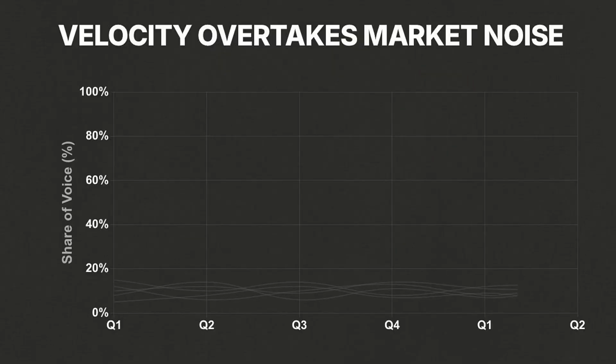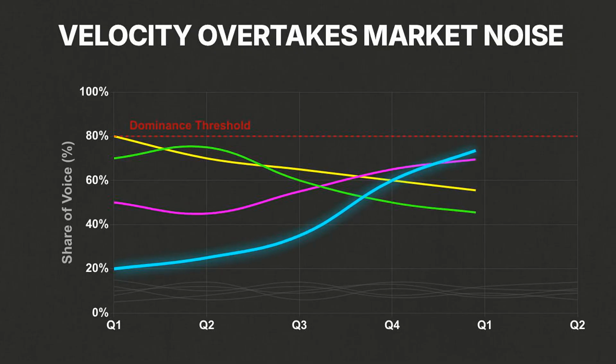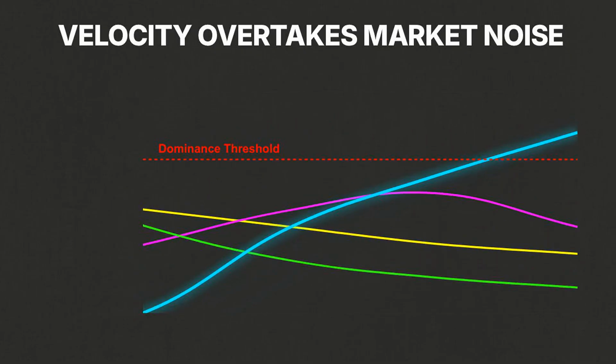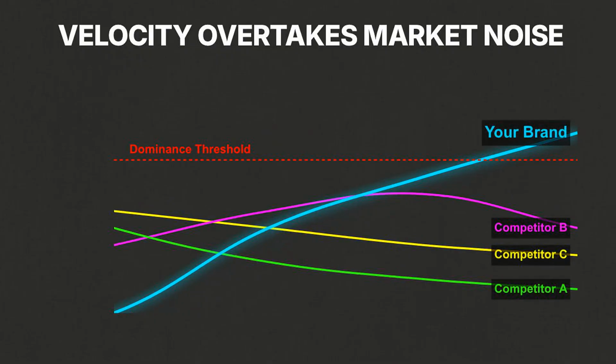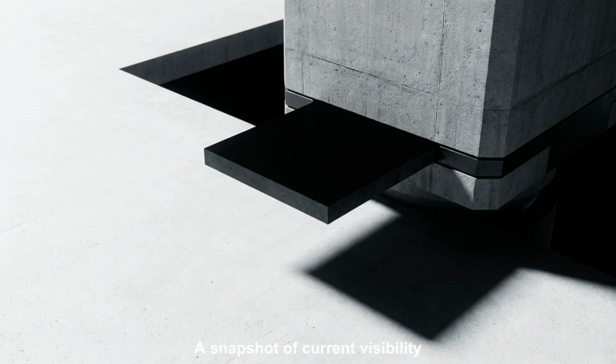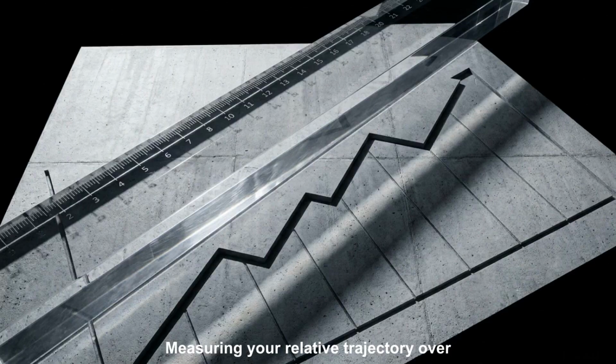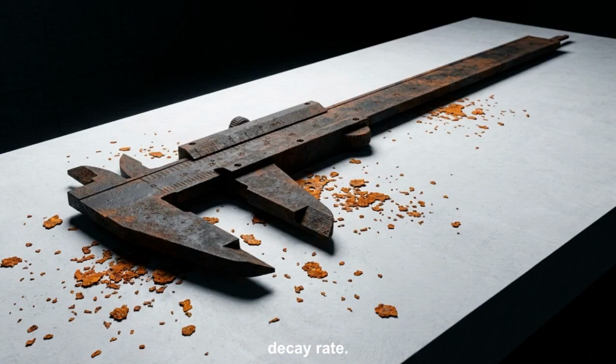This graph tracks velocity. The static metric is secondary to the market share you gain or lose over time. You evaluate this velocity against a tight cohort of direct competitors, ignoring the broader market noise. A snapshot of current visibility is useless. Measuring your relative trajectory over time is the only empirical method to prove your strategy is capturing market share relative to your competitors.